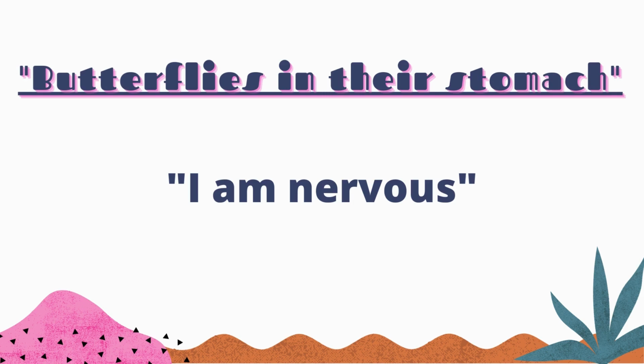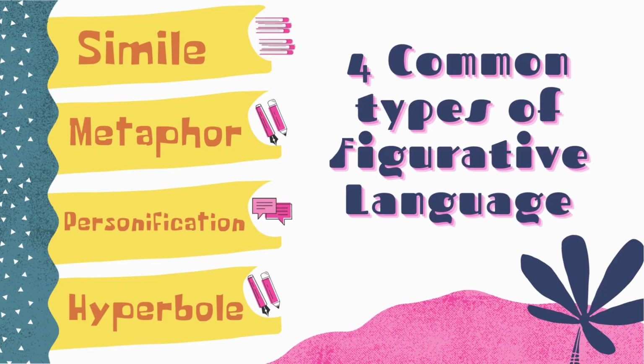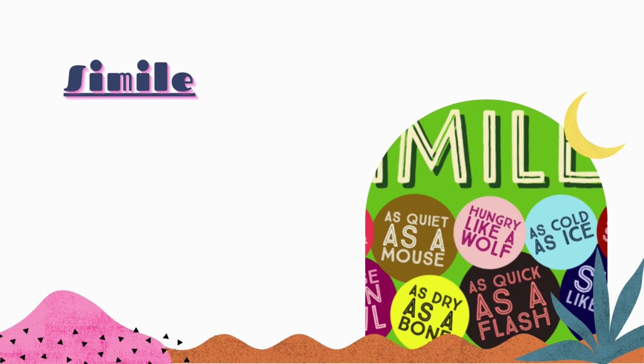Now, let us have the 4 common types of figurative language. These are simile, metaphor, personification, and hyperbole. Let's have the simile first. Simile compares two different things using like or as.